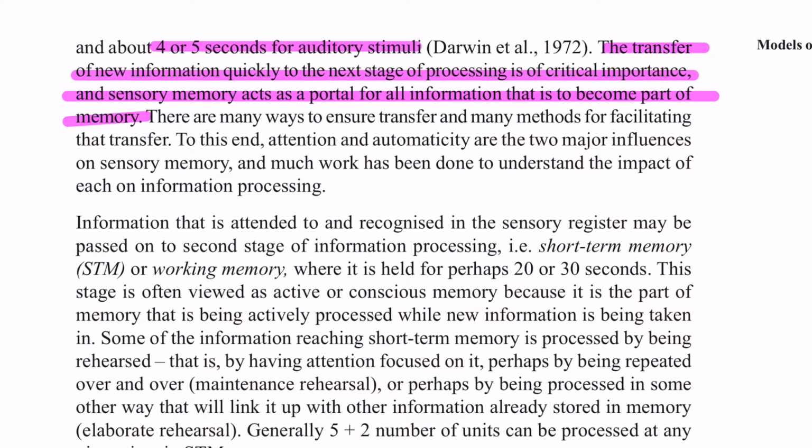There are many ways to ensure information transfer and many methods of facilitating the transfer. The main important methods are attention, like if it is important you have to give attention to it, and automaticity, which are the two major influences. Automaticity means it goes automatically, because it is related to something you already know. That influences your sensory memory and helps this information to go for further processing.